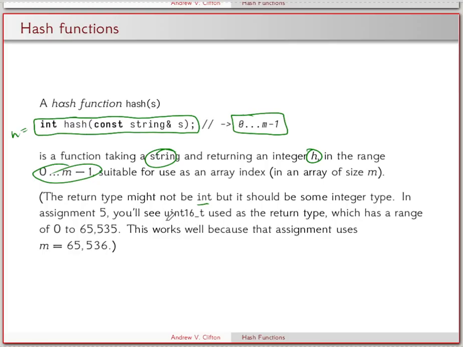In assignment 5, we'll use uint16_t as the return type, which has a range of 0 to 65,535, and we'll do that because in the assignment, m is 65,536. So this return type exactly maps to the set of values that particular m allows. But you can see other integer-like types here, like long or unsigned long, but it should be some integer type.